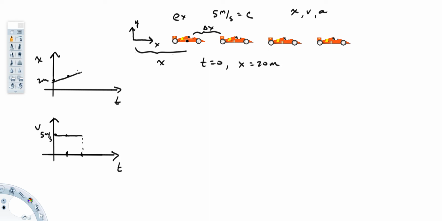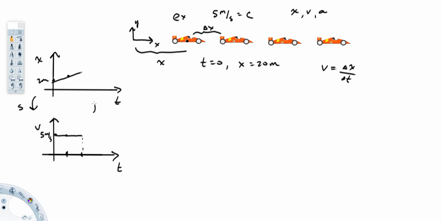Now, the relationship between these graphs, very, very important. First of all, the slope of this line, right, remember velocity is delta x over delta t. So velocity is the slope of a position against time graph. So the slope of this line I'm mapping out is going to be the velocity of the car, the 5 meters per second. So that's how they're related this way, by slope.